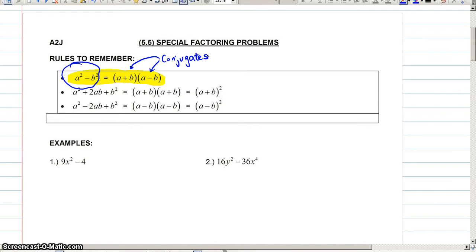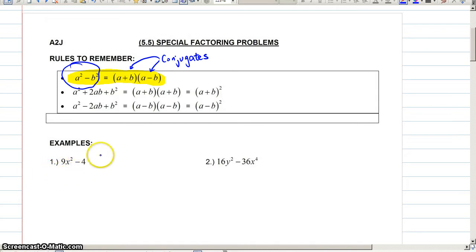Conjugates look exactly the same. You have an a and a b with one huge difference. You have an addition of terms in the one and then a subtraction in the other. So when you see that, you could say that these are conjugates. And we'll get more and more into this next week. But let's immediately jump into number one.